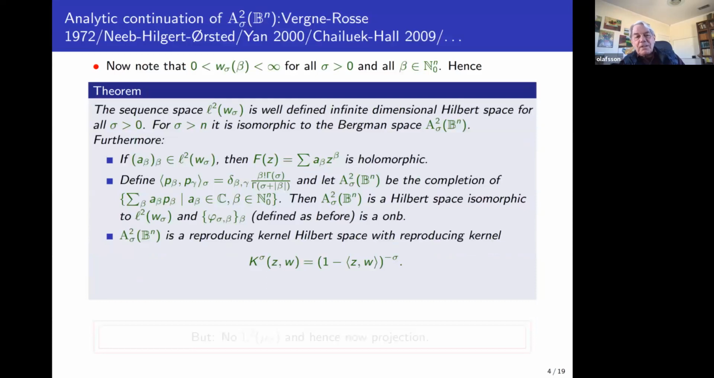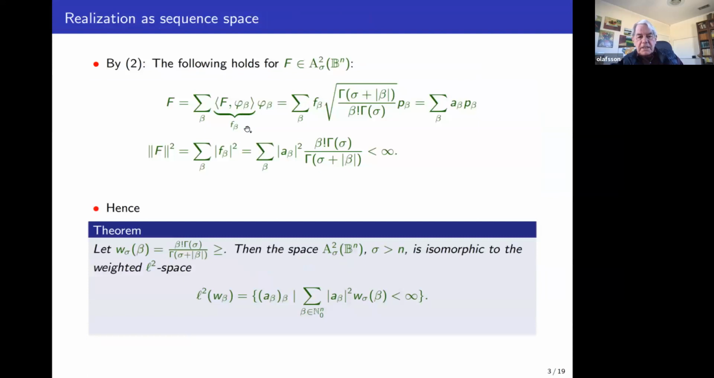Okay, so looking at this, this is actually an old story. This question about analytic continuation was already around in 72, for all bounded domains. A lot of other people have worked on it, but the idea that I will be using is from the paper of Jan, 2000, and then Brian Hall and his student, 2009. If you look at this density, it is positive, easy to see that, and finite for all sigma greater than 0, okay?